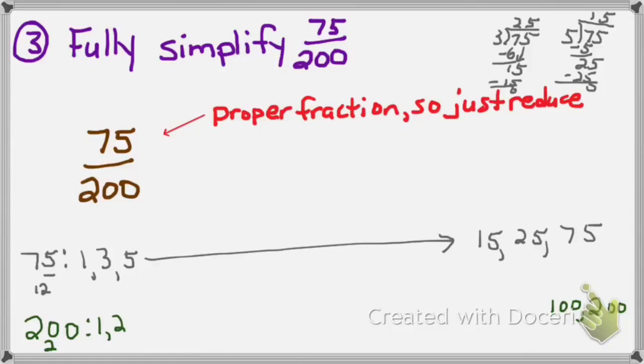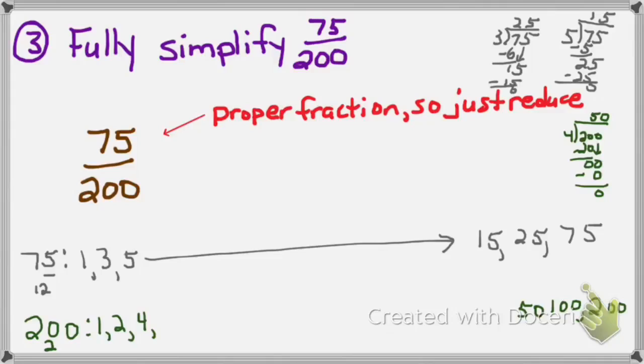Does 3 work? I add the digits together and I get 2. No, 3's not going to work. Does 4 work? Well, does 4 go into 200? I think so, because 4 goes into 20. So let's do a little bit of a division problem over here. We find that 4 does divide in evenly, and its partner is 50.